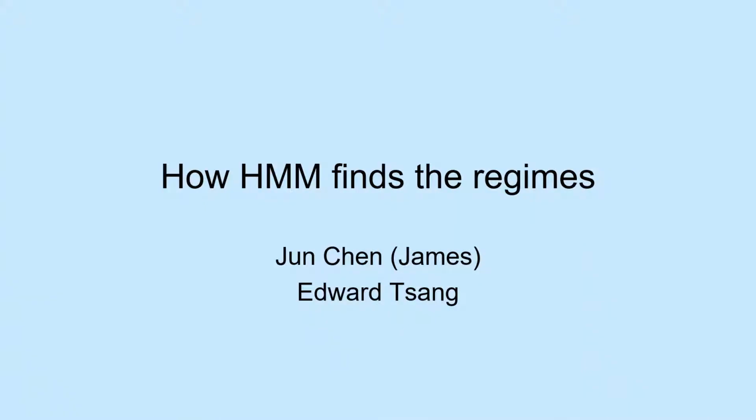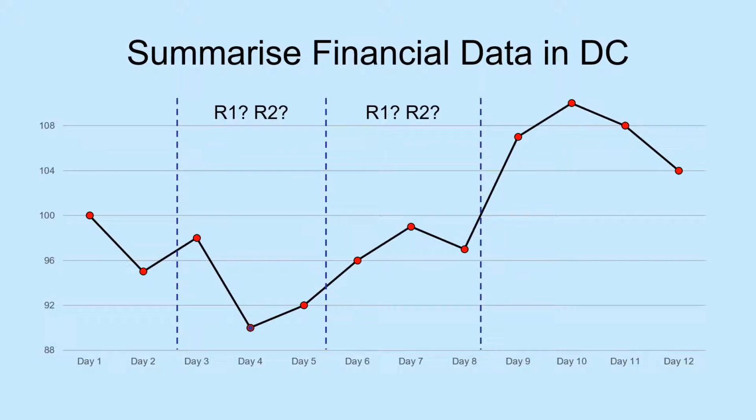This video is created to explain how to use a hidden Markov model to detect market regimes. This research is entirely data-driven, so we always start with data. First, we observe financial data in the market over time, and we want to know what regime the market was in.